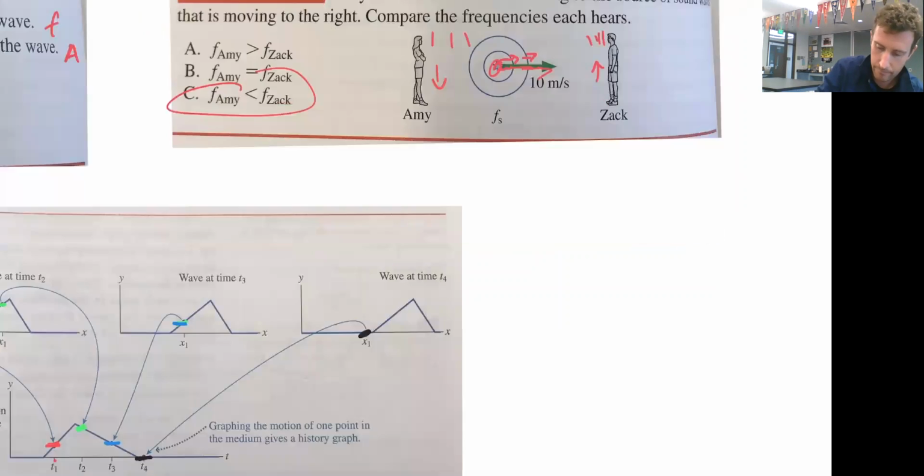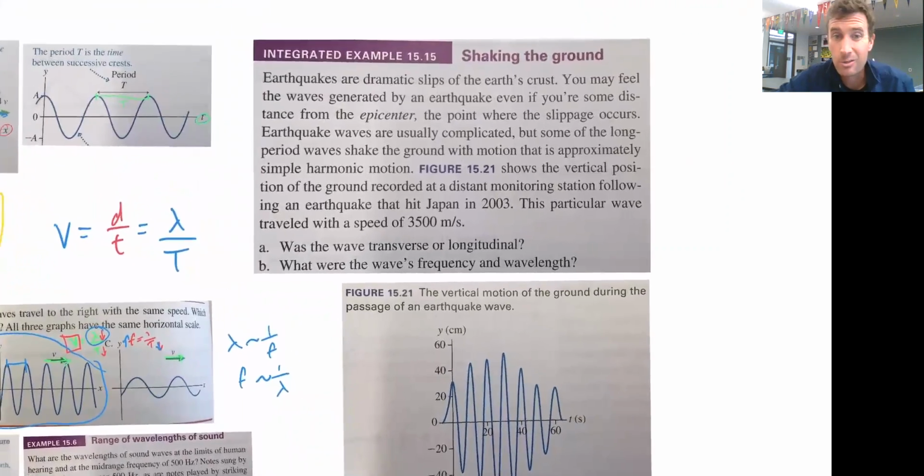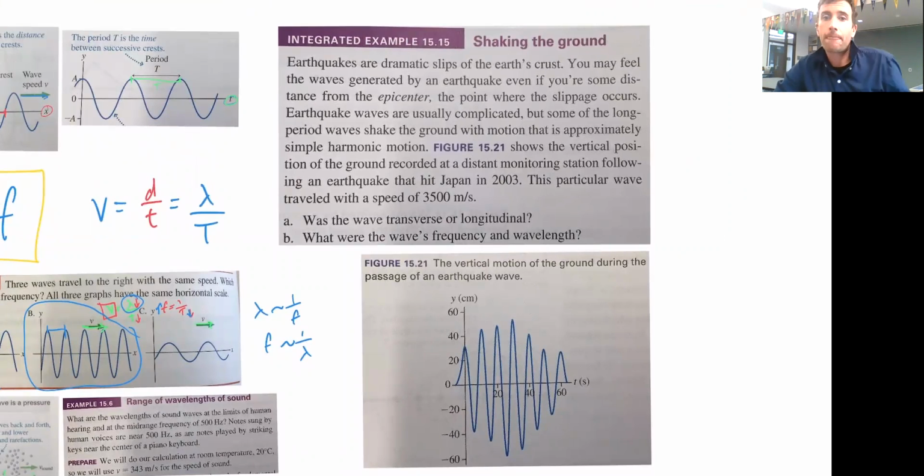C. All right, we're going to do one last practice problem, and we're just going to do the first couple parts of it. Earthquakes are dramatic slips of the Earth's crust. You may feel the waves generated by an earthquake even if you're some distance from the epicenter, the point where the slippage occurs. Earthquake waves are usually complicated, but some of the long period waves shake the ground with motion that's approximately simple harmonic motion. This graph down here shows the vertical position of the ground recorded at a distant monitoring station following an earthquake that hit Japan in 2003.